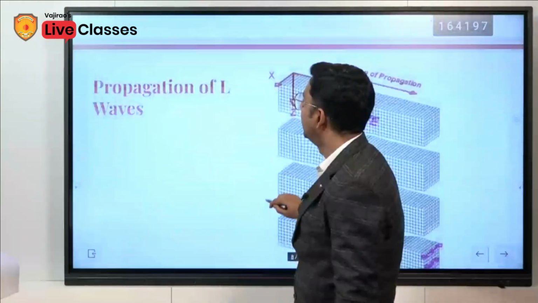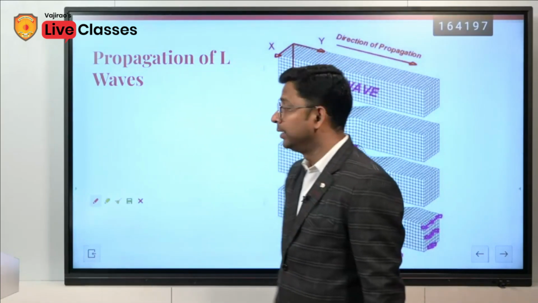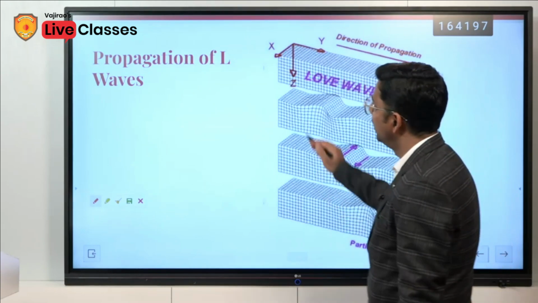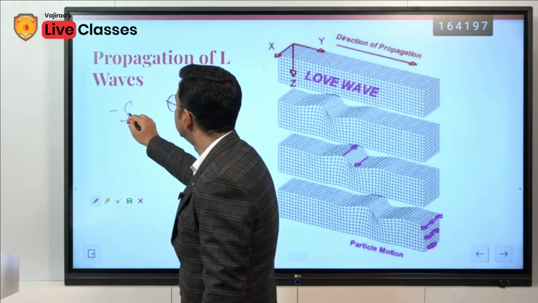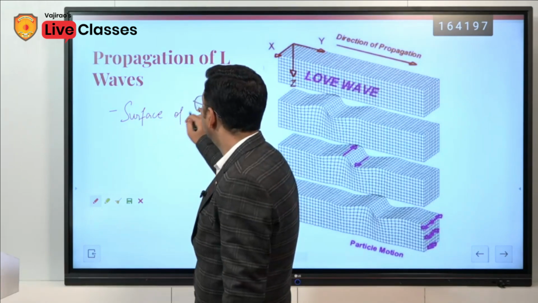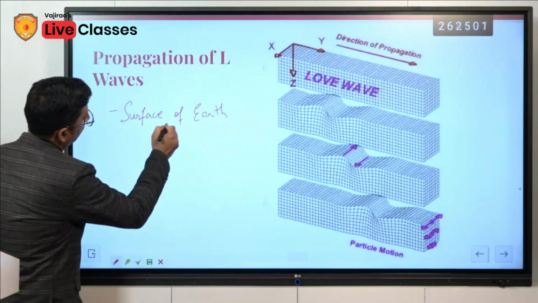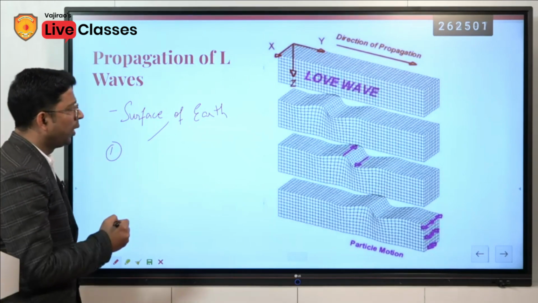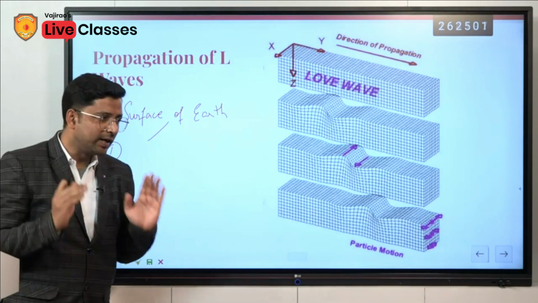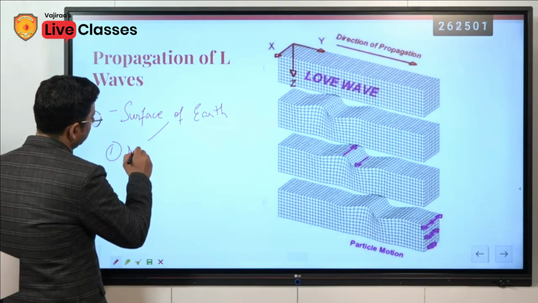Finally, we have another type of waves that are traveling over the surface of the earth. These are called L waves, because these are traveling over the surface of earth. Two things are important. One, they will not be very helpful in telling us the conditions of Earth's interior.